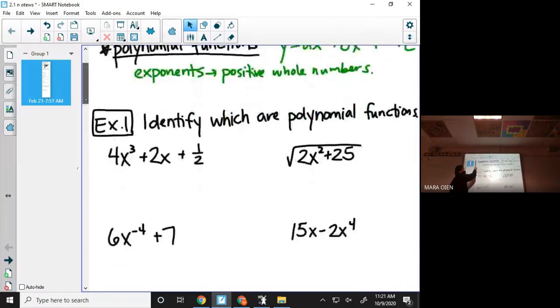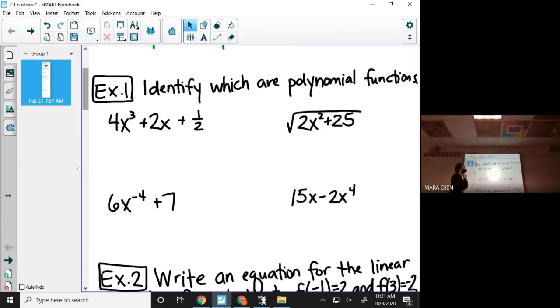So in your homework, they're going to ask you to identify which of the following are polynomial functions. So we're just going to look through this and say either yes, it's a polynomial function, or no, it's not a polynomial function. Okay? So I've got 4 different types here that we're going to try and do this for.